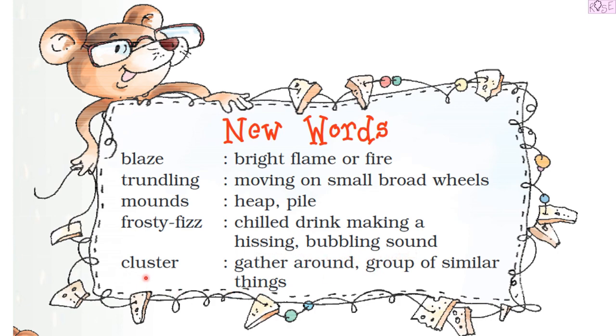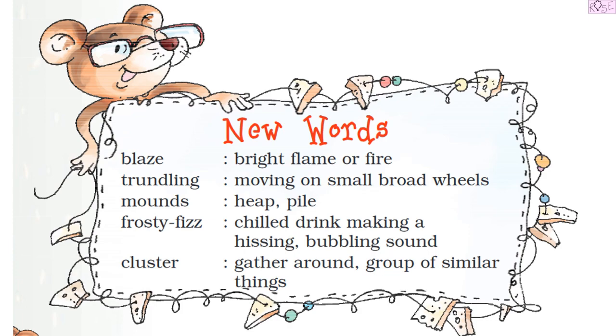Next is cluster. Cluster means gather around, a group of similar things. A group of similar things is known as a cluster. So in the poem it was used for a cluster of honeybees. So these are the 5 new words that were introduced in the poem.